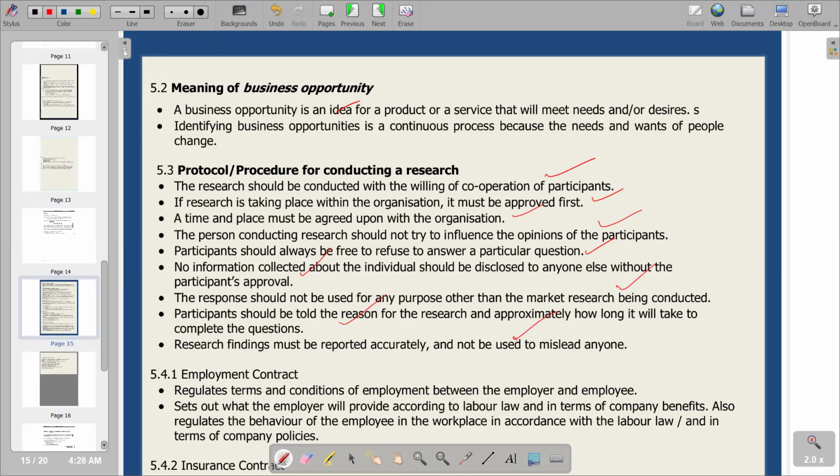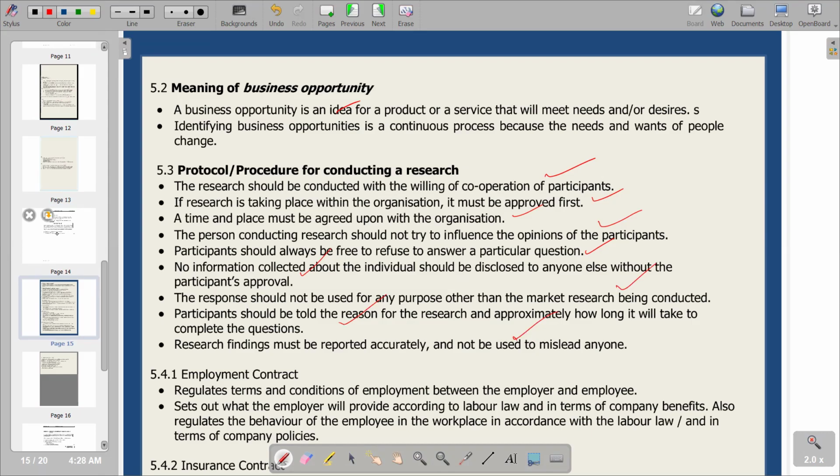So during the research process, these are the terms within which we should operate as we are conducting research. Basically, those are the procedures that we are given. What is expected of you when you are doing research is what we have just listed there.